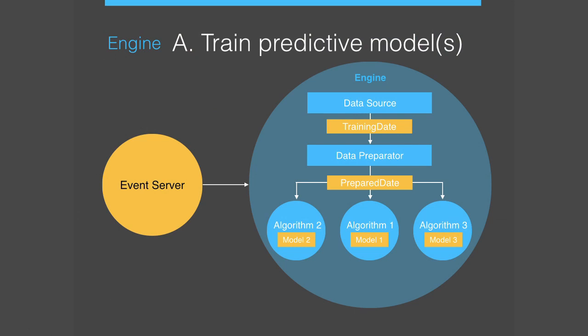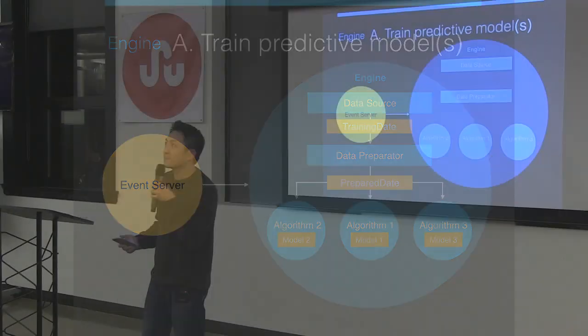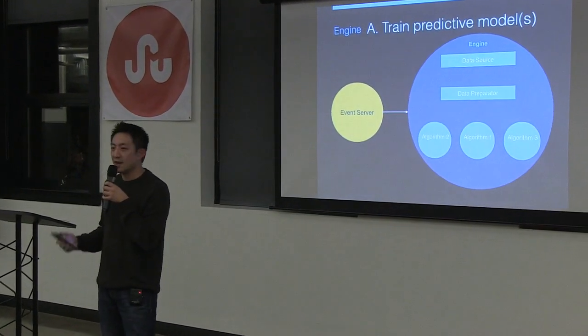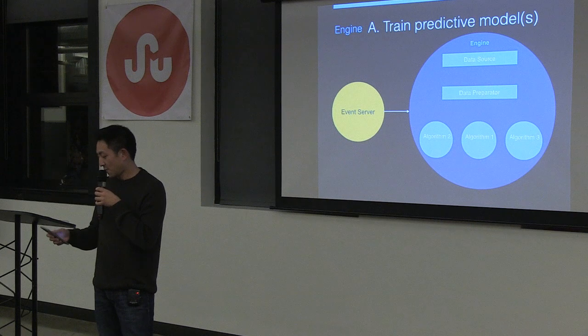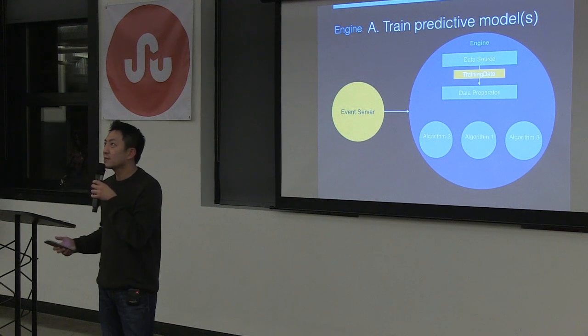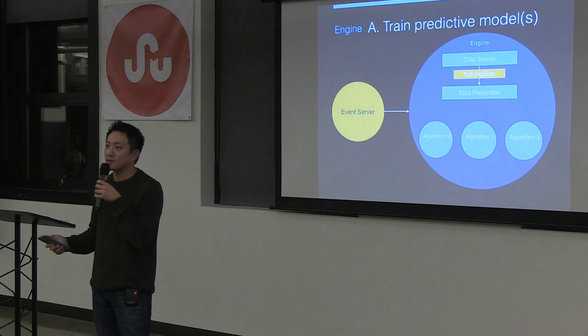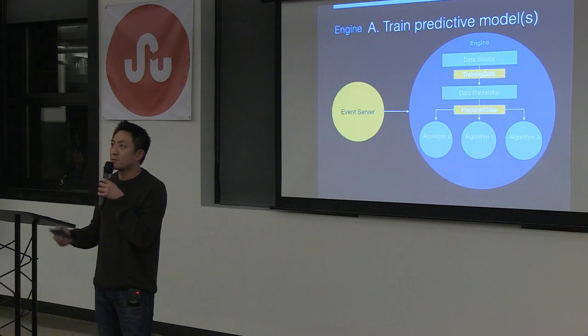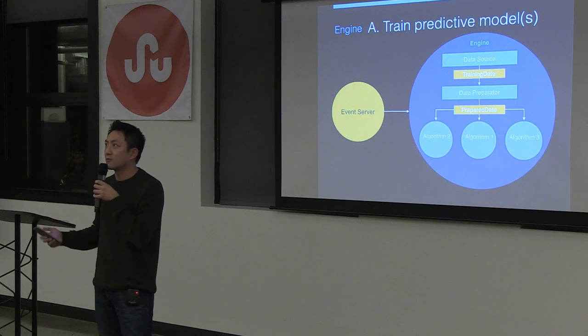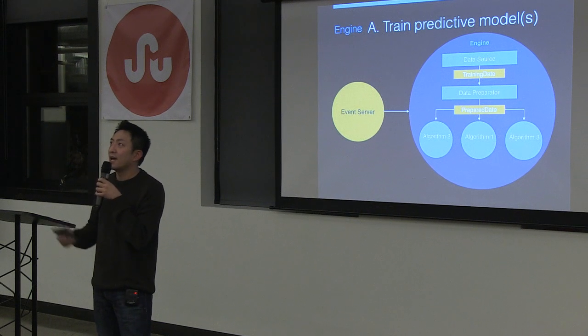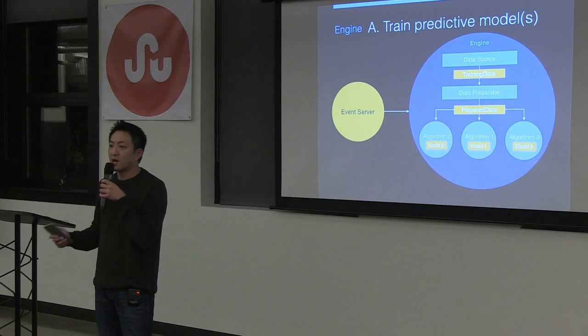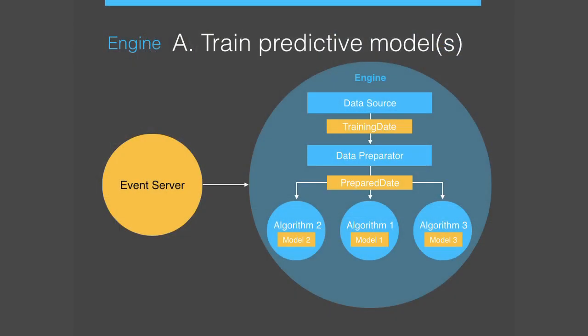It's confusing, but you need to look at the source code. A better way to understand it is a visual view of an engine for the train predictive model process. It's the D components and the A components: data source, data preparator, and algorithms. When you trigger the PIO train, data source will pass the training data to data preparator. Data preparator will pass the prepared data to one or many algorithm classes that you have defined. And in the algorithm classes, they will produce models, and PredictionIO will store the model and make it deployable.